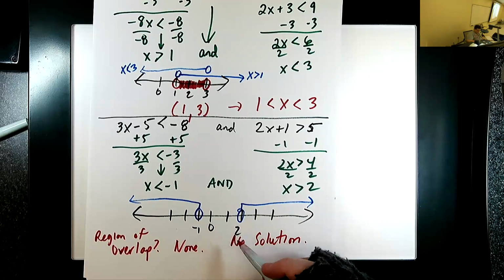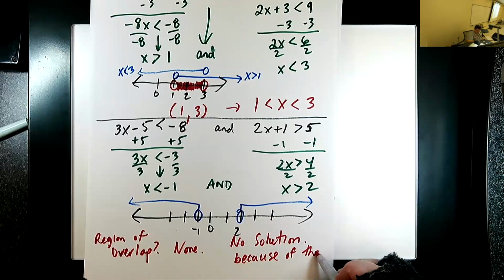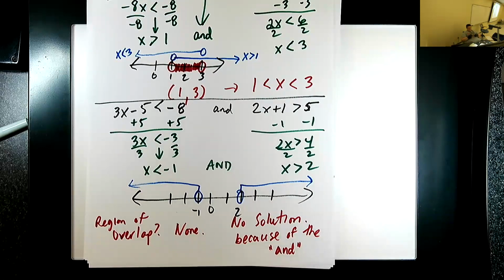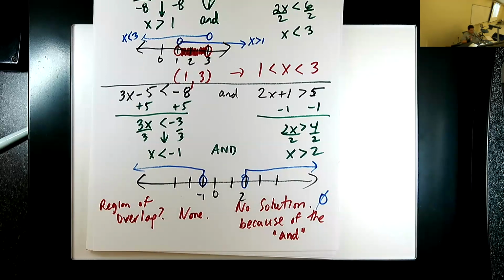This is because of the and. Our solution needs to satisfy both equations, and nothing does. Some numbers don't satisfy either equation, like 0 is not a solution to either of them. So we could say no solution, or give it the good old empty set is the answer.